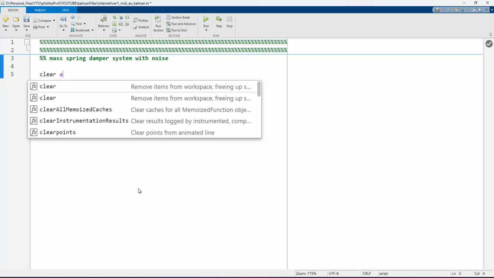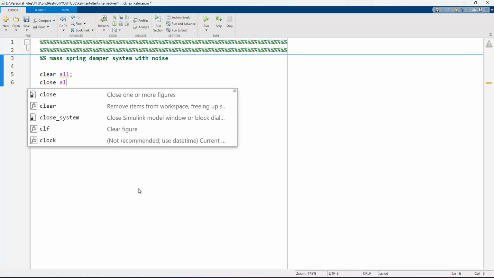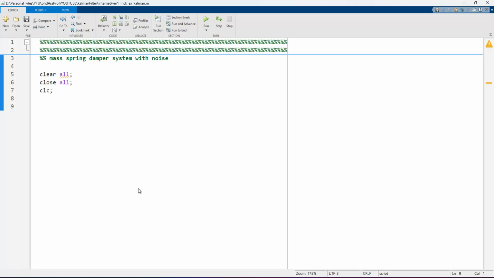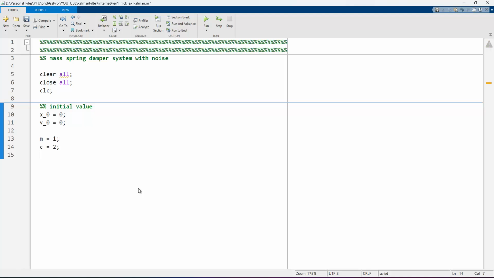As always, we need to give the clear all, close all, and clc, just like this. First of all, we need to give the initial values. X0 is equal to 0, V0 is equal to 0, because we have two states in the mass spring damper system. We have a 2 by 2 state matrix, in which the first one is the position, the other one is the velocity. So M is assigned 1, C is assigned 2, and K is assigned 1.